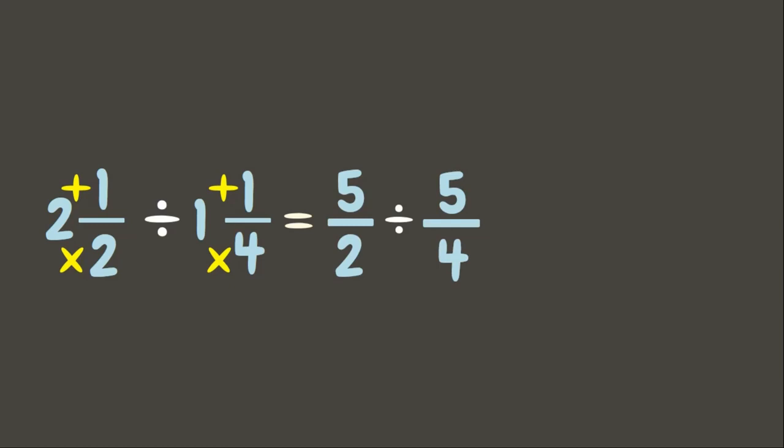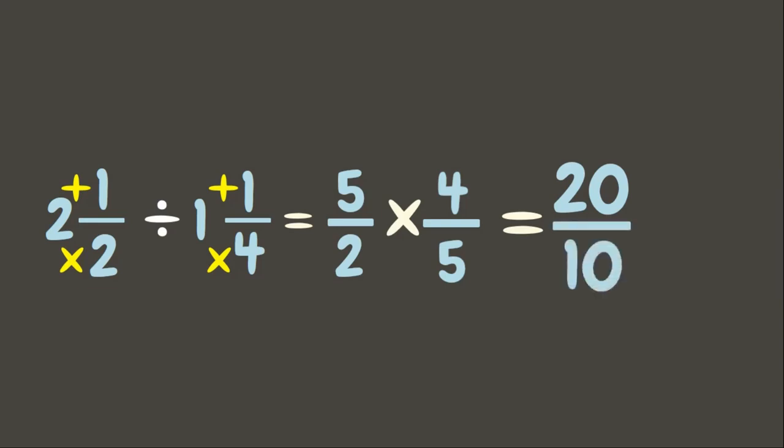Now, let us get the reciprocal of the divisor. Change division into multiplication. And let's multiply. 5 times 4 is 20. 2 times 5 is 10. Now let us simplify our answer. Since this is an improper fraction, let us divide them. 20 divided by 10 is 2. Now our answer is 2.